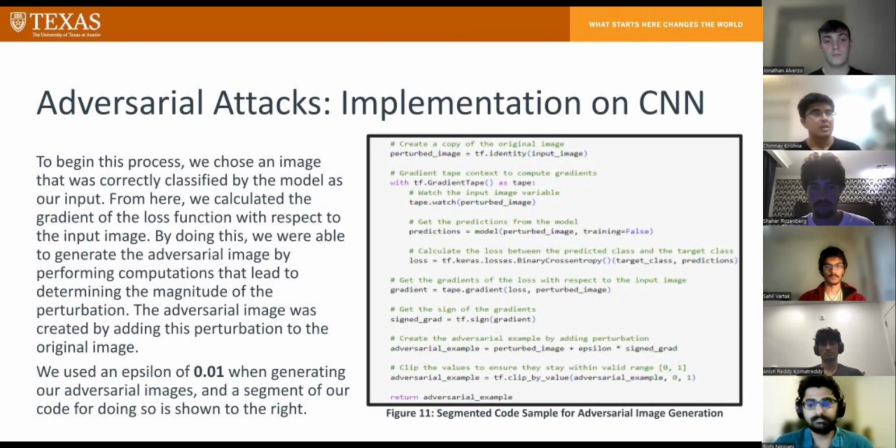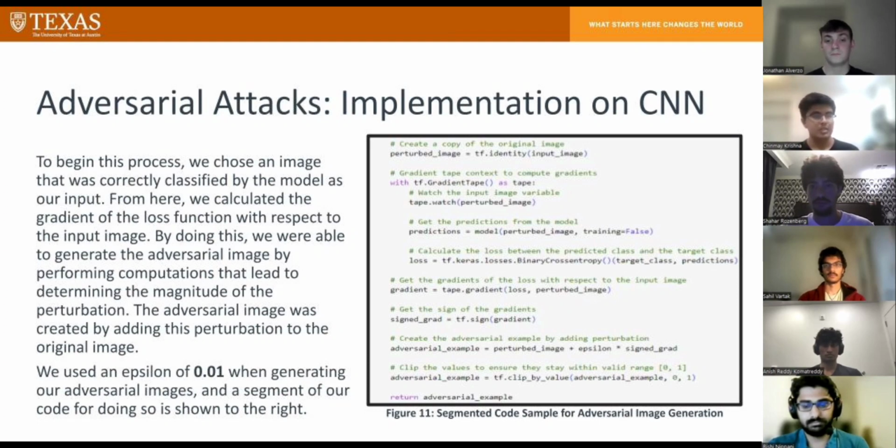All right, so to implement this in code, we first chose an image that was correctly classified by our model as the input, and from there, we calculated the gradient of the loss function with respect to the input image. By doing this, we were able to generate the adversarial image by performing computations to determine the magnitude of perturbation. The adversarial image was created by adding this perturbation to the original image. As you can see in the code, we take the sign of the gradient, and our adversarial example is the original image plus epsilon times the sign of the gradient.